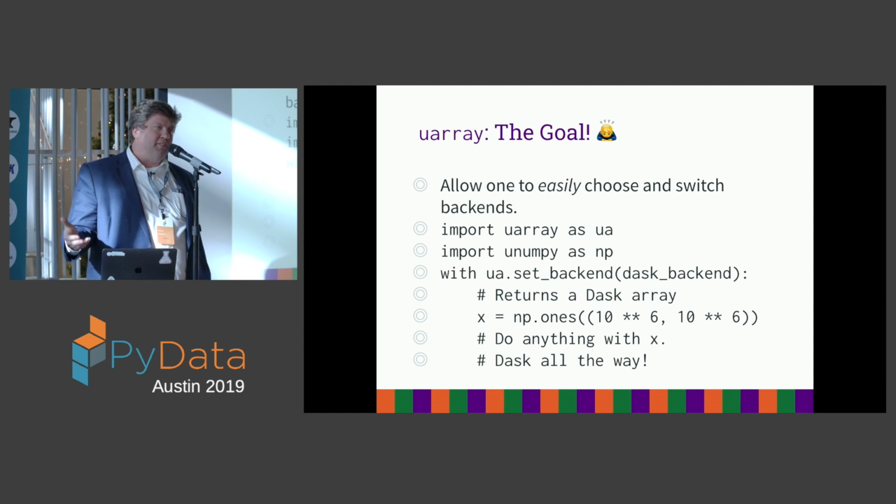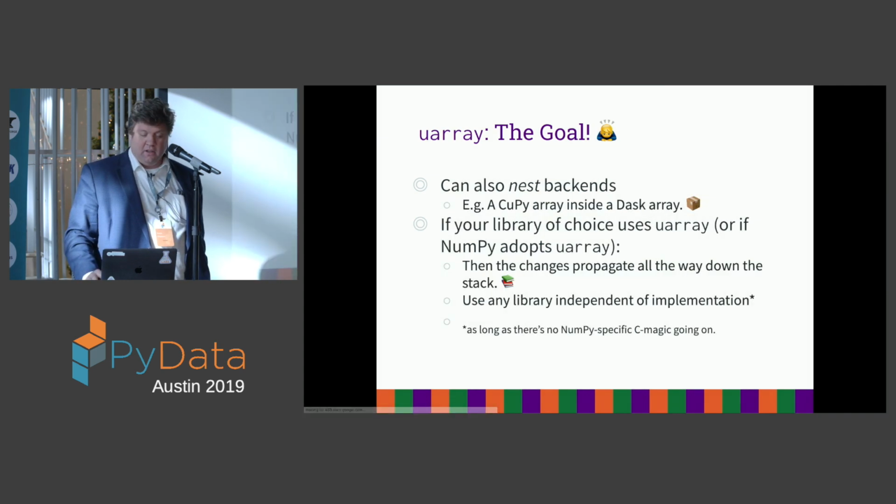The default backend for uNumPy is NumPy, so if you don't set a backend, it'll assume you meant NumPy, and off it goes. But you can set a backend, and now np.ones returns a Dask array, and you can do anything with X, and it's Dask all the way. So that's how it works.